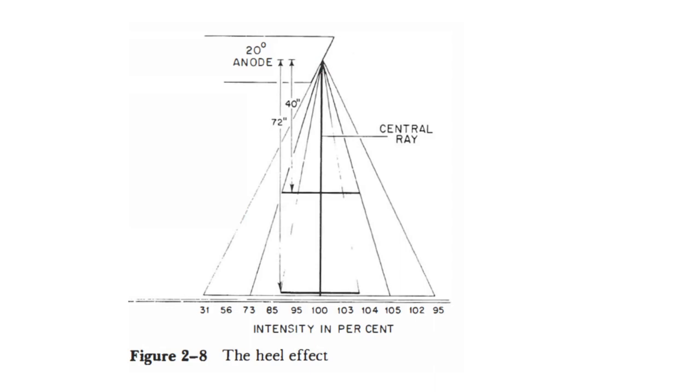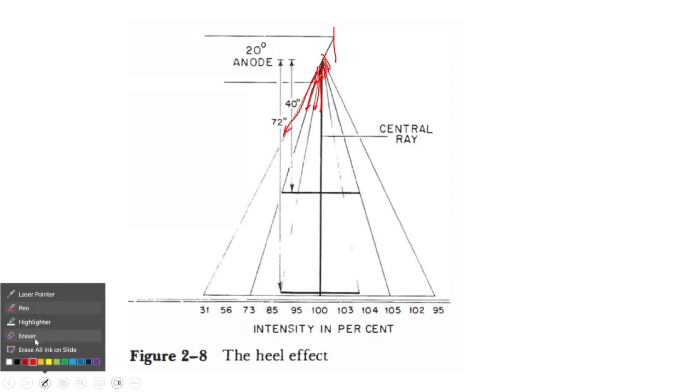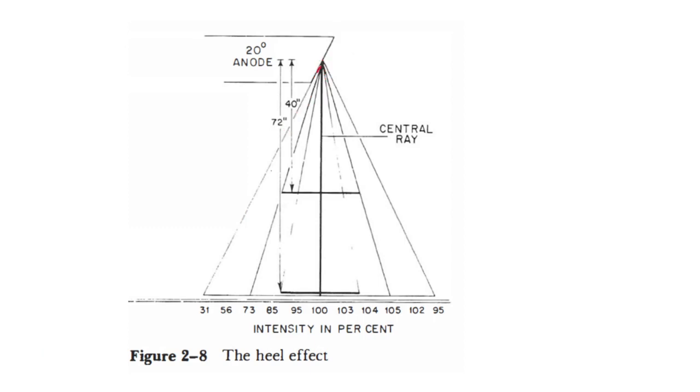Why? Because the intensity of the X-ray beam mainly depends upon the angle with which the X-rays are emitted. These X-rays are emitted at one angle, this at another angle, this at another angle. So the intensity of the beam depends on the angle at which the X-rays are emitted. If you measure the intensity of X-rays against the angles and draw a line, we will get this figure.